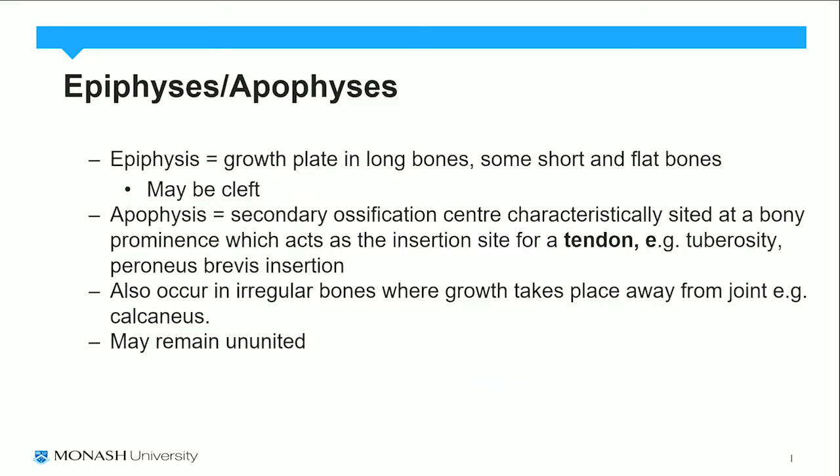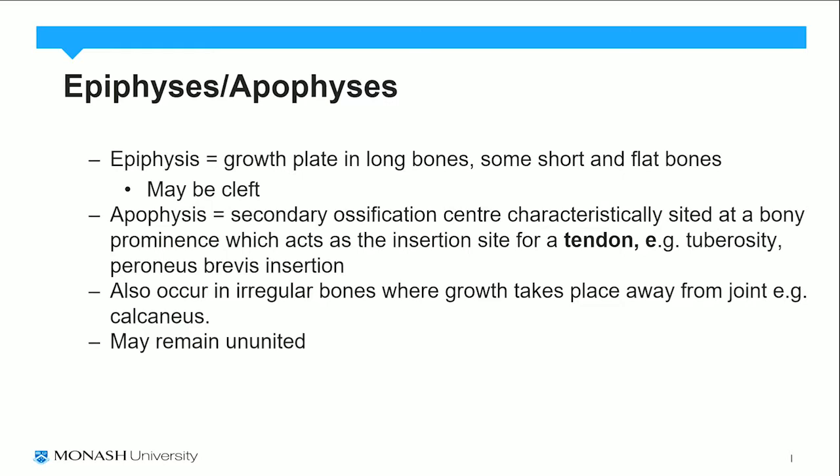Next, I'm going to focus on epiphyses versus apophyses. Epiphyses, as you know, are growth plates in the long bones. Some could be short and flat, but an epiphysis can also be cleft. An apophysis is a secondary ossification center and is characteristically sited at a bony prominence which acts as the insertion site for a tendon. For example, the tuberosity where the peroneus brevis inserts at the base of the fifth metatarsal.